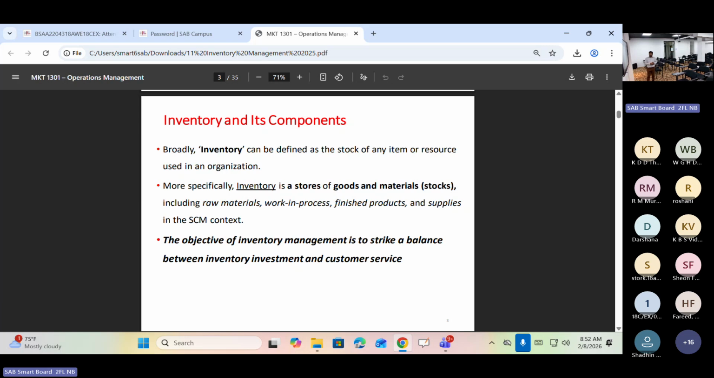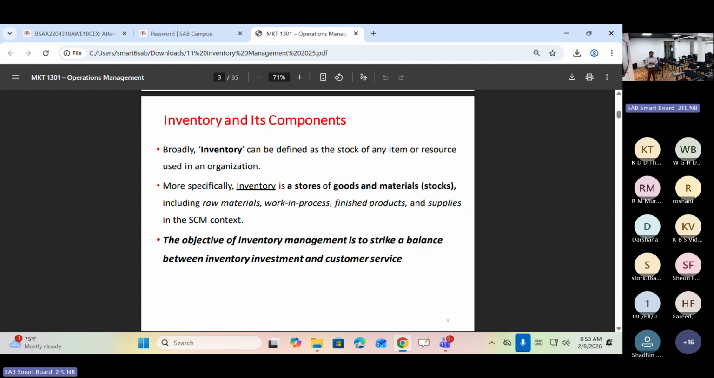Right? So to maintain inventories at different levels, like raw materials, work in progress, and finished goods along the supply chain, a company should make some investment into it, inventory investment. You will have to invest money or resources for maintaining inventories. That investment would be very high if a company maintains very high inventory levels.